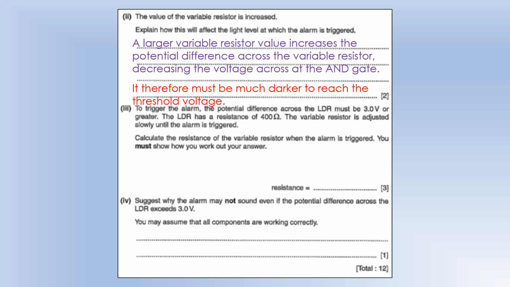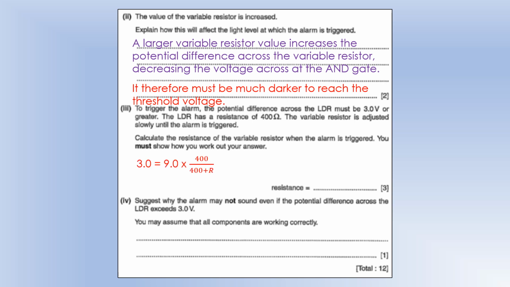So to trigger the alarm, the potential difference across the LDR must be 3 volts or greater. The LDR has a resistance of 400 ohms. The variable resistor is adjusted slowly until the alarm is triggered. Calculate the resistance of the variable resistor when the alarm is triggered. You must show your working out.